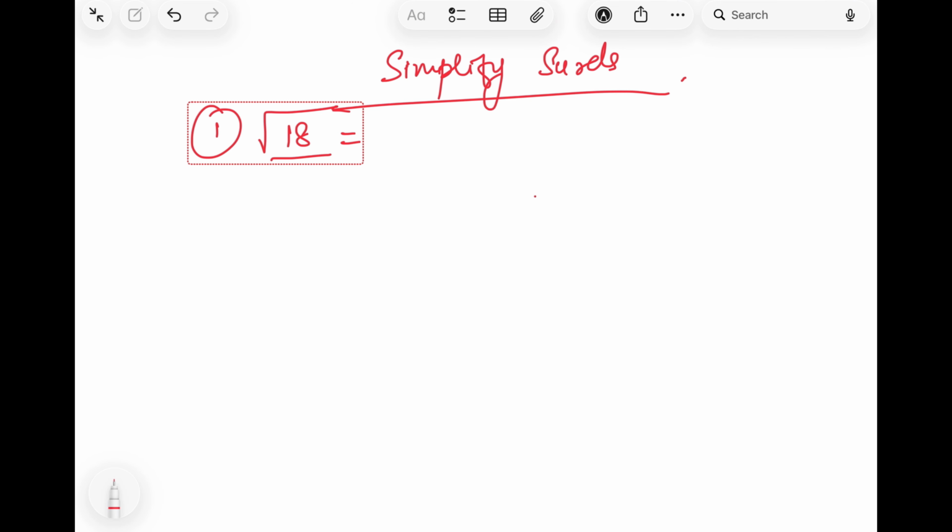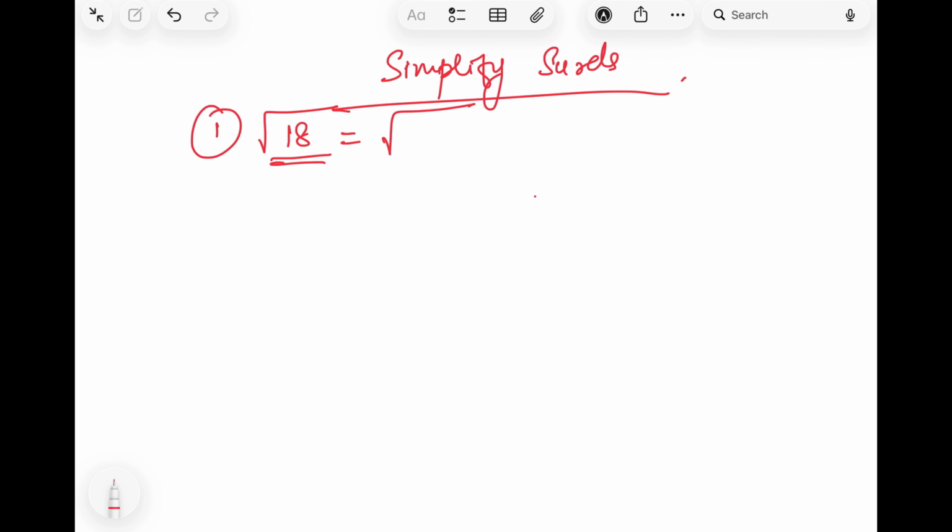So for example, when you find factors of 18, there are many factors of 18, right? First, 2 9s are 18, then 3 6s are 18, then any more factors? No, only these two, then 18 ones are 18. So which factor to use, 2 9s or 3 6s, that depends upon us. As I told you, try and use two factors in which one is a square number and the other is not. So if you see 2 9s are, 9 is a square number and 2 is not a square number, right? So we are using that factor.